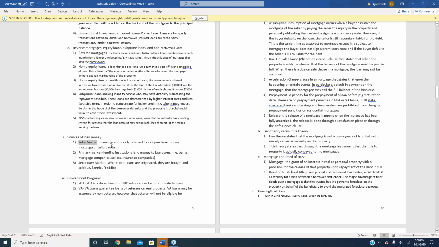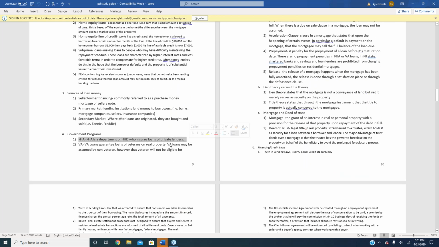Let's skip down to this source of loan money, seller owner financing. They'll typically on the test call seller owner financing a purchase money mortgage. Technically speaking, a purchase money mortgage is any type of mortgage. But with that being said, usually when they make reference to it, it's in reference to seller owner financing. So again, seller owner financing is referred to as a purchase money mortgage.